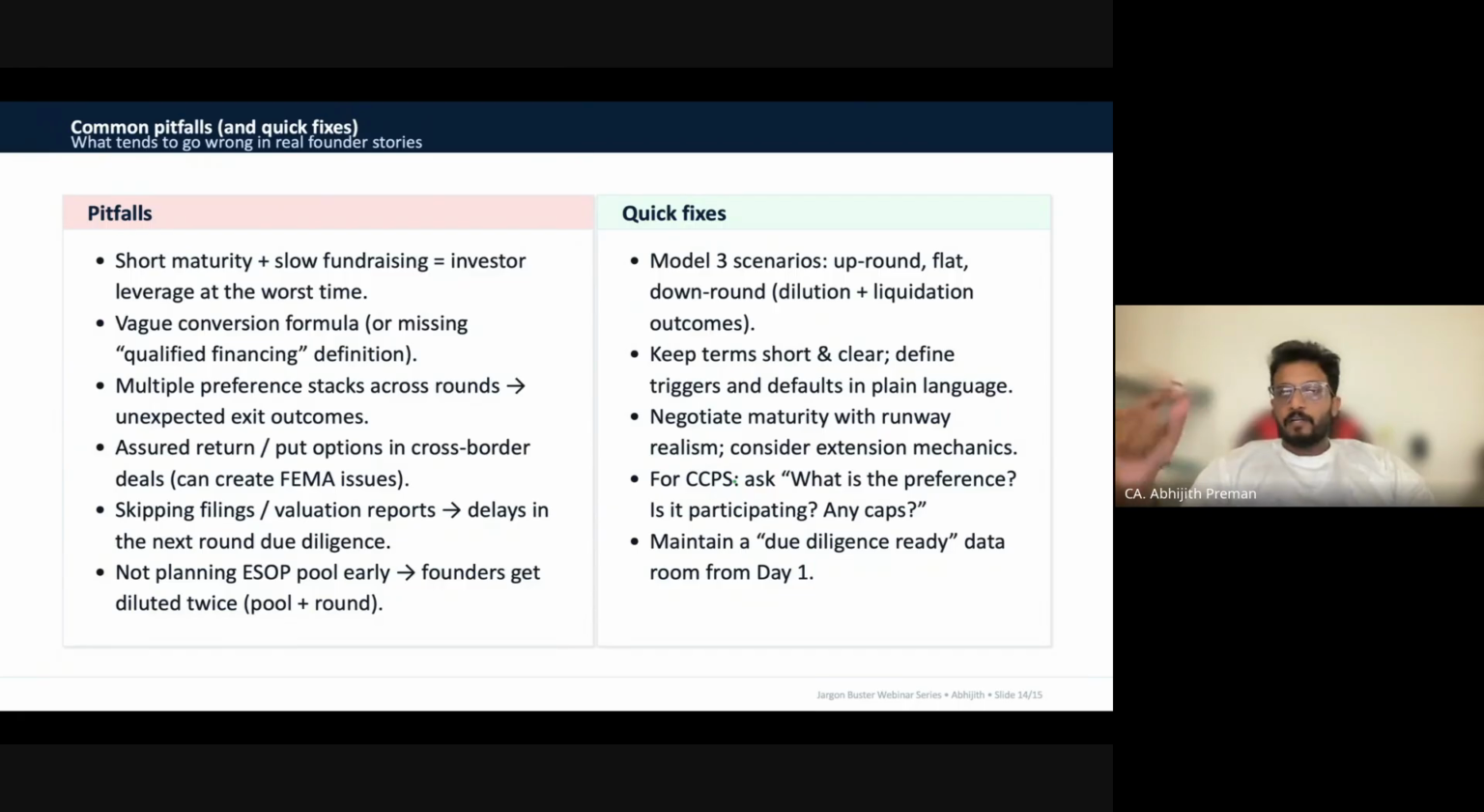Okay, maintain a due diligence ready data room from day one. This is what I typically tell everyone, and I encourage all my clients to do. Wherever we have an engagement, you have to keep your DD room, your data room, ready from day one itself, so that if you're going to have a DD or raise funds, you can send this data room out to the people who are doing the DD, and they can review your documents easily.